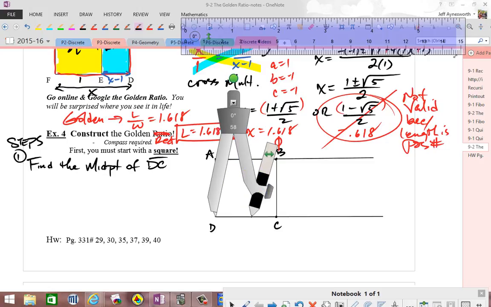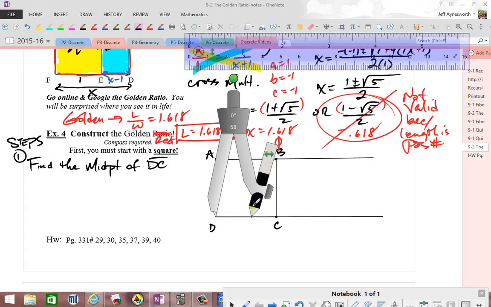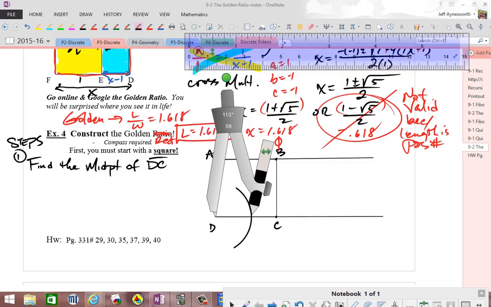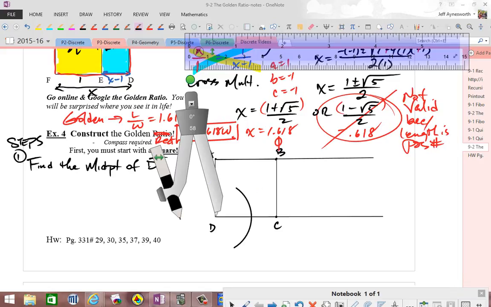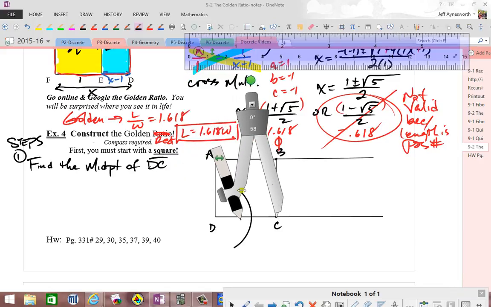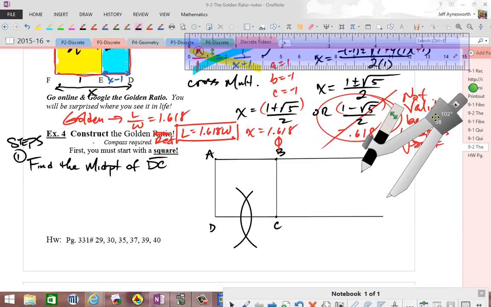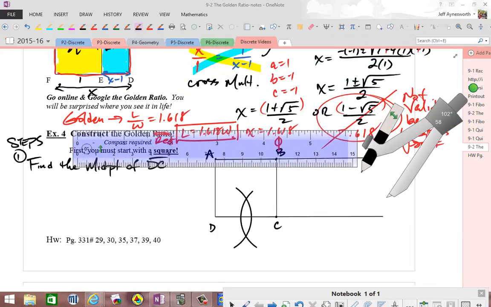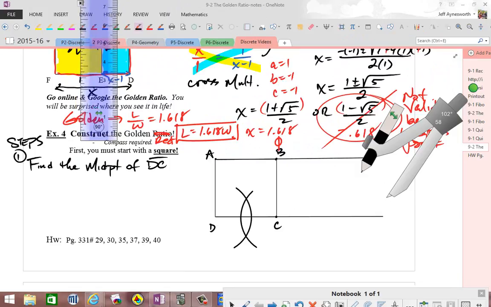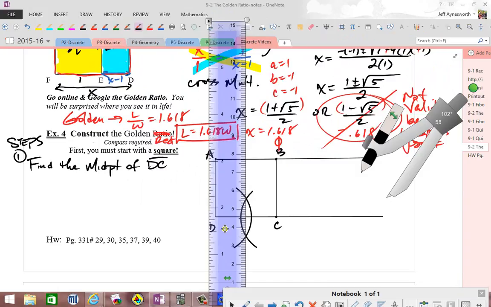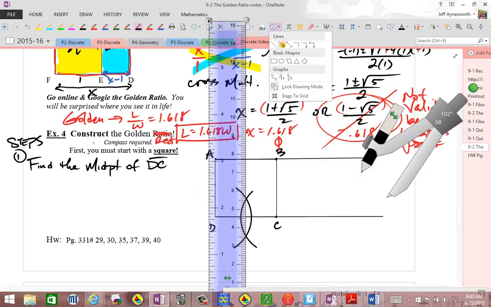Yeah, no, that's fine. So what we want to do is construct an arc where the radius is a little bit more than halfway. Then you're going to repeat it at point C. So bring your compass over here at point C and repeat it. Once you do that, you take your straight edge and line up with the intersection of the two arcs, right about there, and draw that line. So let's go ahead and do that.